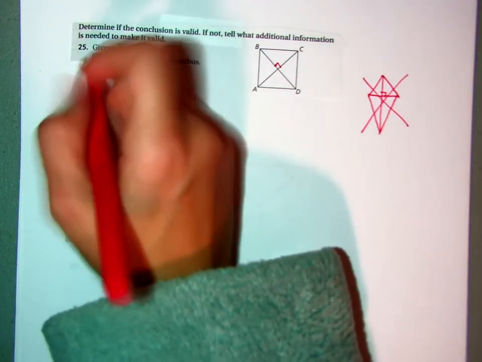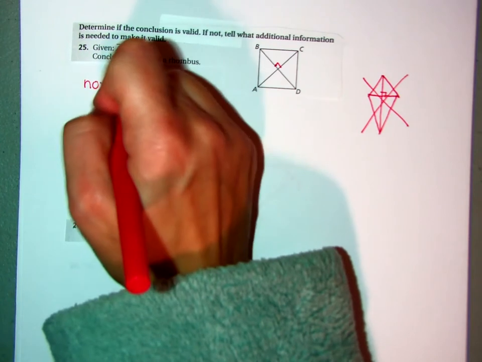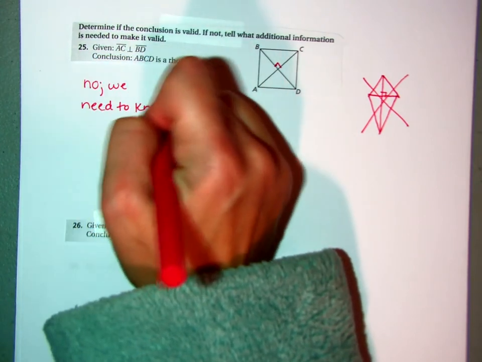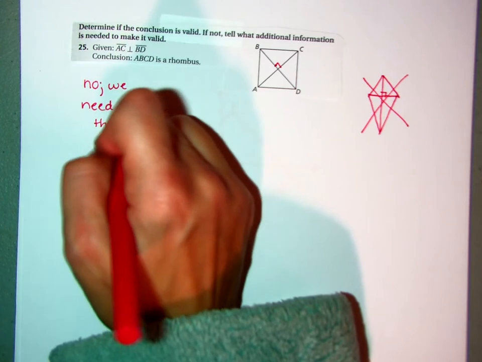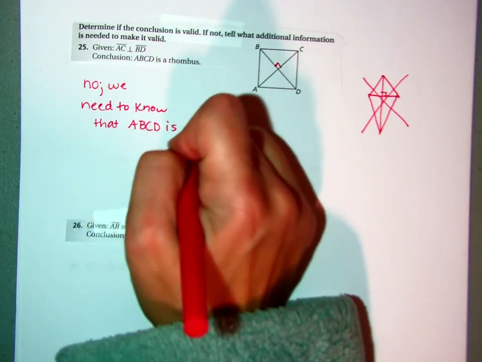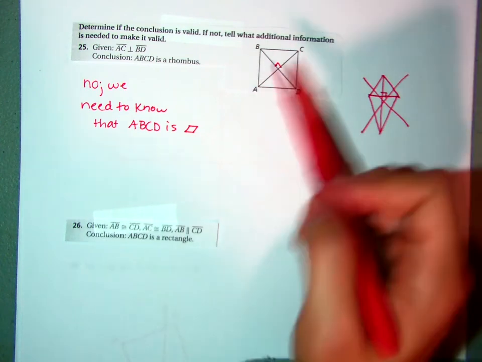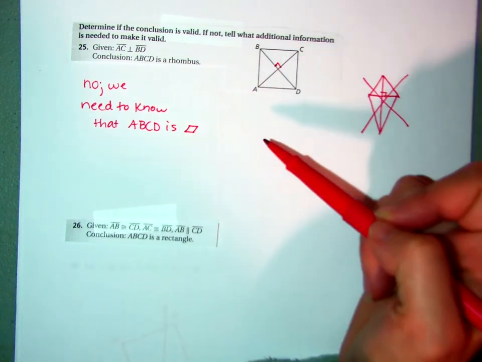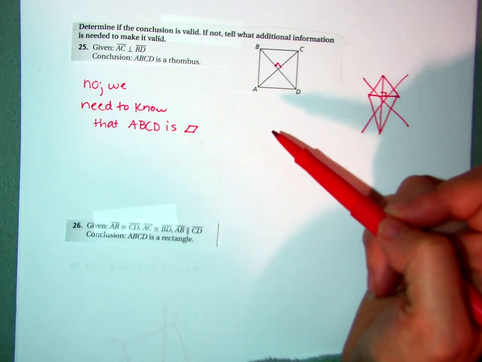So what additional information do we need to know? We need to know that ABCD is a parallelogram. And once we know it's a parallelogram with the diagonals making perpendicular lines, then that would have been enough to say it was a rhombus.